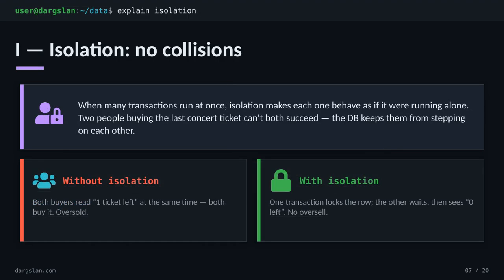That brings us to I, isolation. Picture two people clicking buy on the very last concert ticket at the exact same moment. Without isolation, both read one ticket left, both succeed, and you've just oversold the show. With isolation, the database serializes them. One gets the lock, the other waits, and by the time it looks again, the count is 0. Each transaction behaves as if it were running alone.